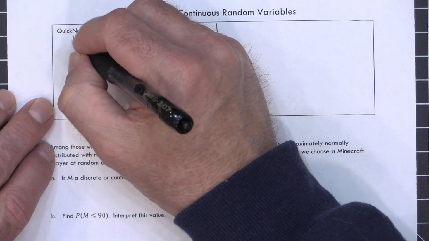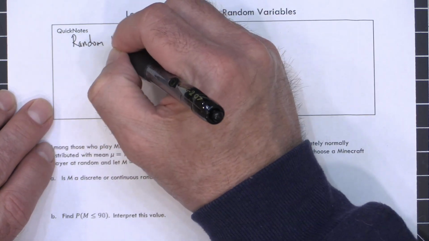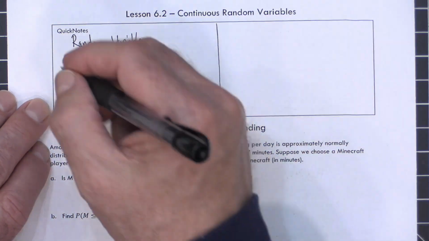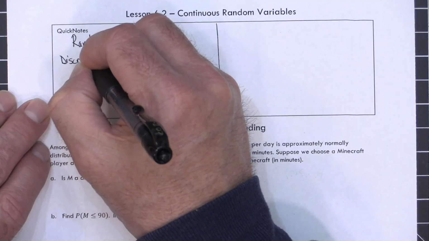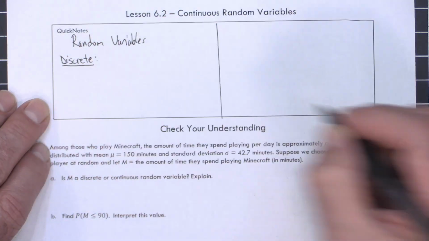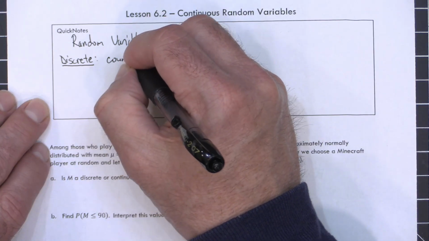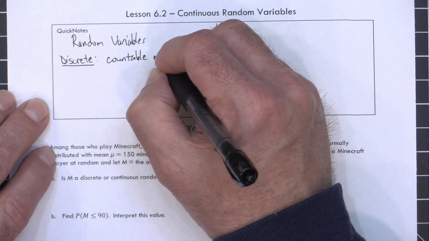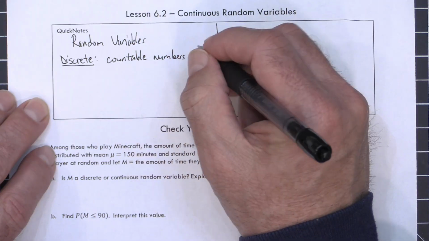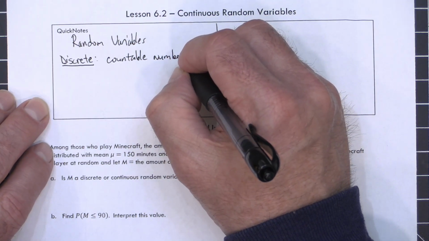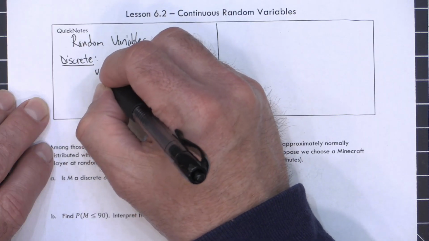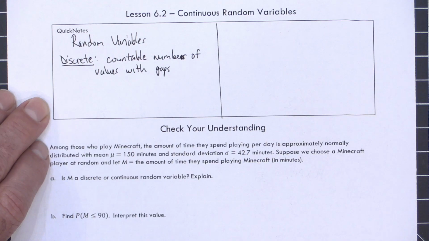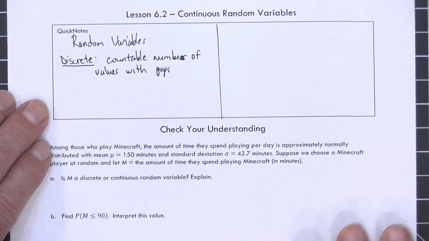So the first thing that we're going to talk about are the random variables. Okay, so there are two that we're going to talk about. The first one is discrete, which is what we talked about yesterday. And again, this is a countable number of values with gaps. So the gap is like from 1 to 5.